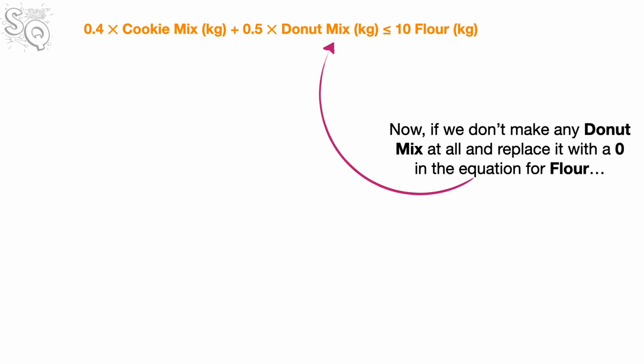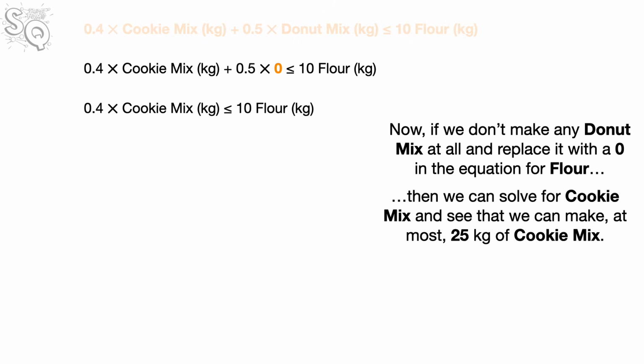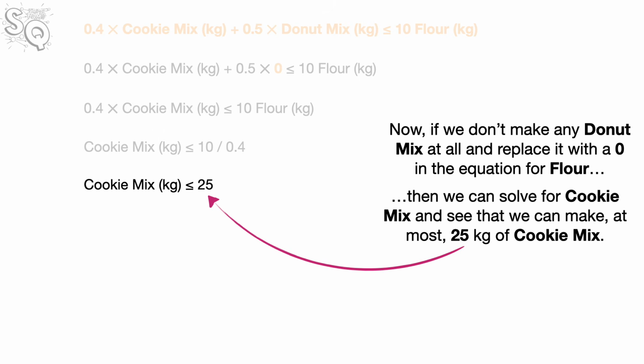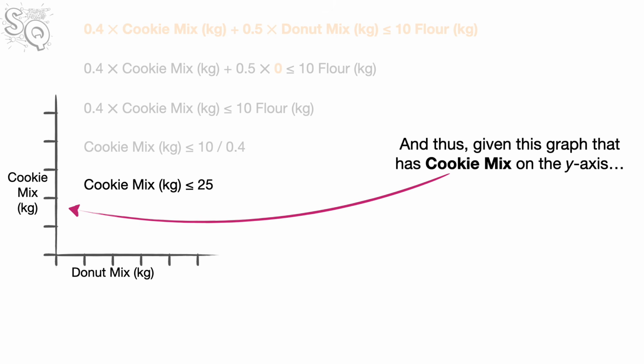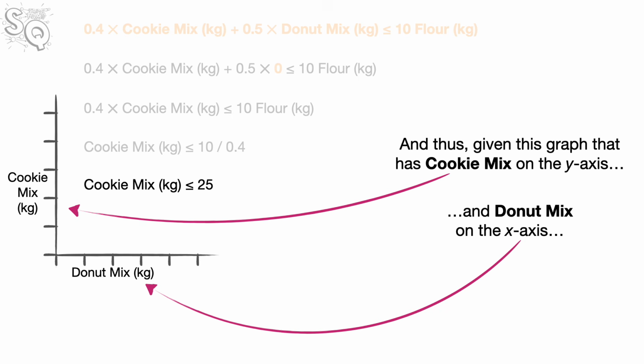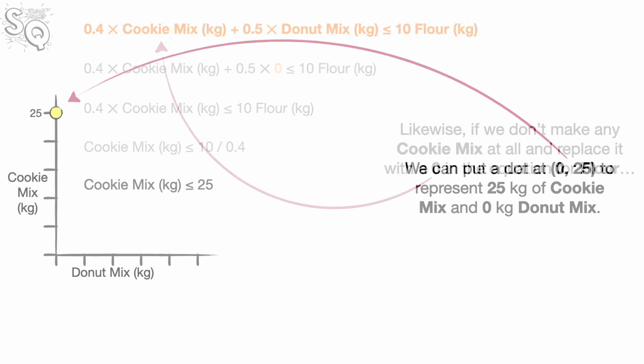Now, if we don't make any donut mix at all and replace it with a 0 in the equation for flour, then we can solve for cookie mix and see that we can make, at most, 25 kilograms of cookie mix. And thus, given this graph that has cookie mix on the y-axis, and donut mix on the x-axis, we can put a dot at 0,25 to represent 25 kilograms of cookie mix and 0 kilograms of donut mix.